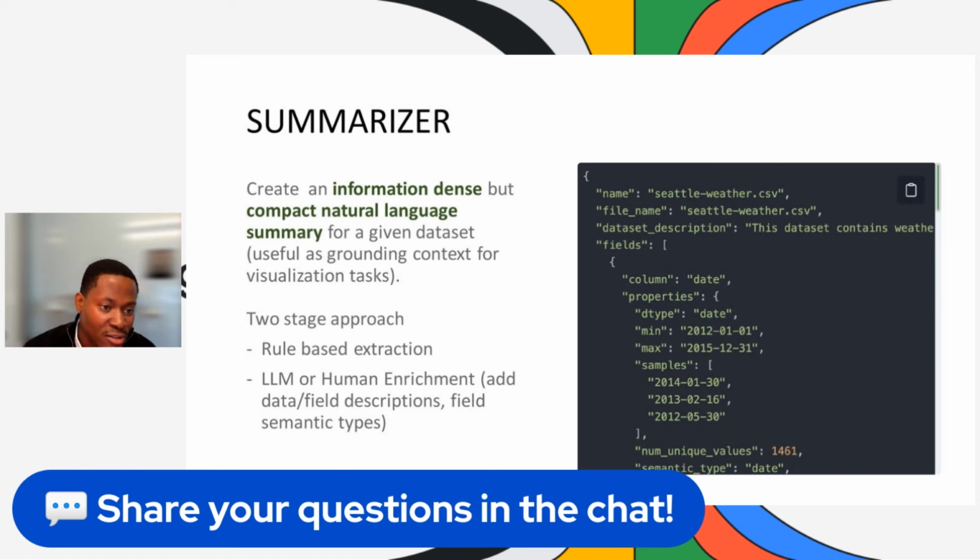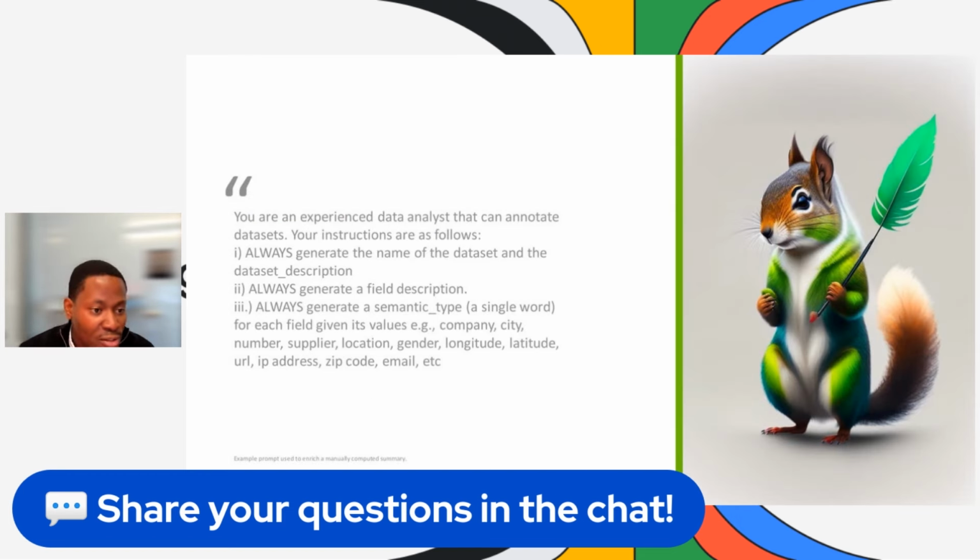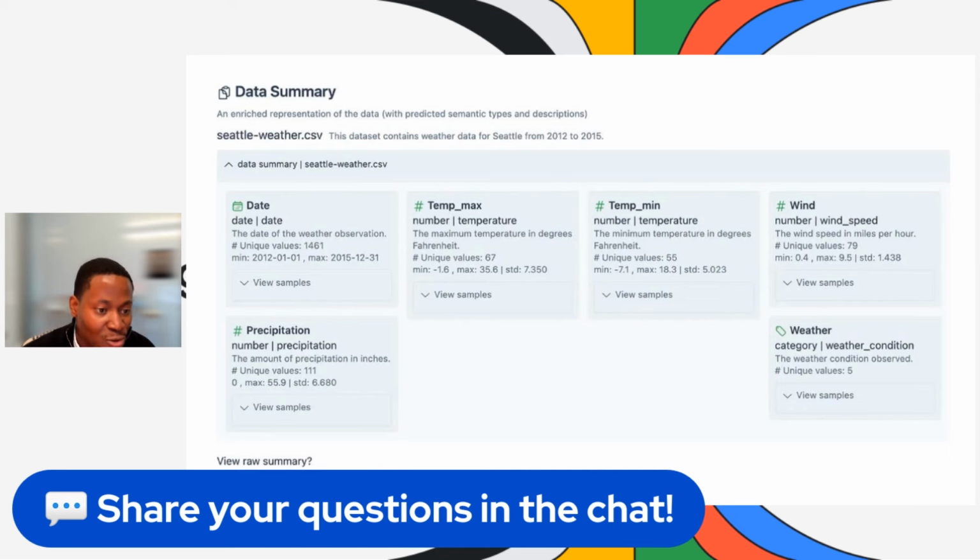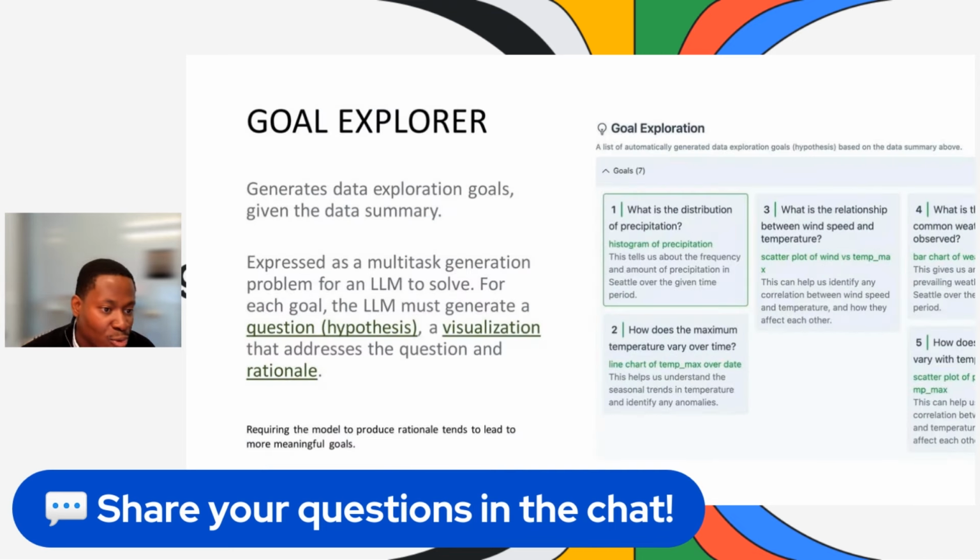The summarizer creates a natural language summary of the data. And here's an example of what the prompt might look like. You're an experienced data analyst that can annotate data sets, always generate the name of the data set, generate a field description. And here's what the output looks like.